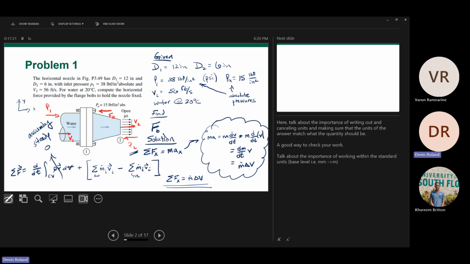So if we turn P1 and P2 into gauge pressures, then since P2 is equal to your atmospheric pressure, you just say that it's 0. Because by definition, gauge pressure is how much more you have than atmospheric pressure. But P2 is just equal to atmospheric pressure, so then it's 0.